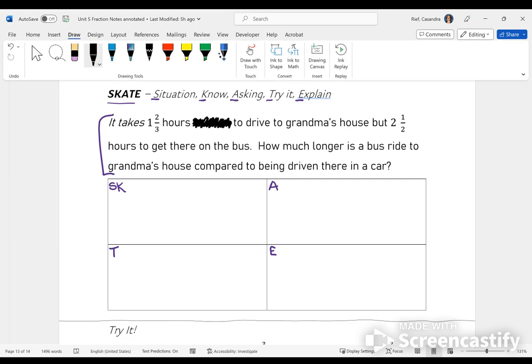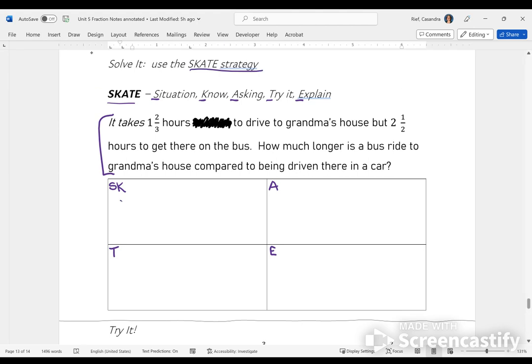So let's look at the situation. It takes 2 1/3 hours to drive to Grandma's house, but 2 1/2 hours to get there on the bus. So the situation is someone's going to their grandma's house. So here's our someone, and they're going to drive to Grandma's house. I'm going to write drive. And then they also have another way to get there. They can also get there on the bus. They're both going to the same place, so the different information isn't about the place. But I know the situation is we could drive or we could take the bus to get to Grandma's house.